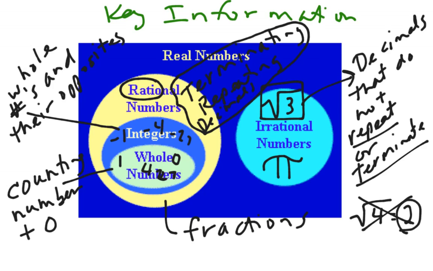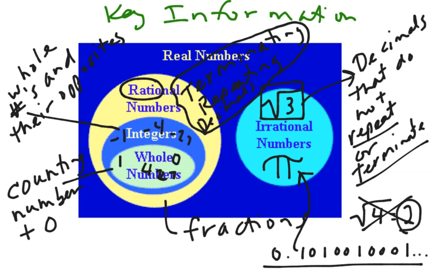Oh, you know what? One more. Sometimes a decimal can have a pattern, like 0.01010001000. So see, there's a pattern. I'm adding a 0 every time between the 1s. But this is not considered a repeating decimal, because it's not the same digits that repeat. It's just a pattern. That would also be an irrational number.